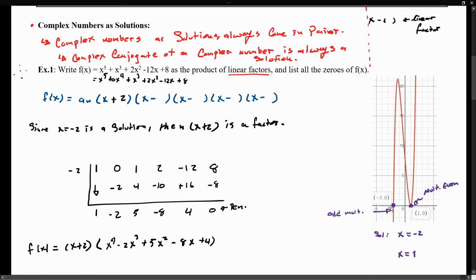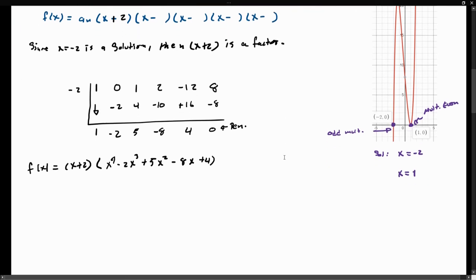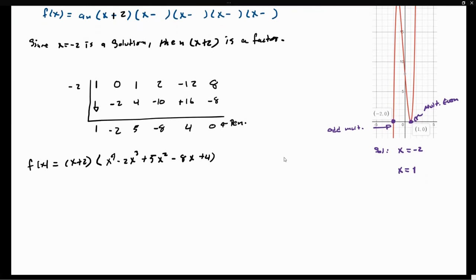But we know that negative 2 had an odd multiplicity. So now let me concentrate on the solution of positive 1. Since I know that it has an even multiplicity, it's either 2 or 4. So now let's perform another synthetic division. Well, since x equals 1 is a solution, well then x minus 1 is a factor. And remember that this one has an even multiplicity.